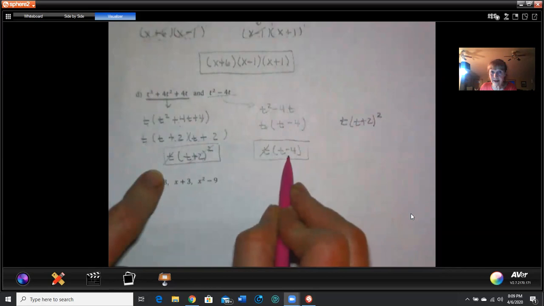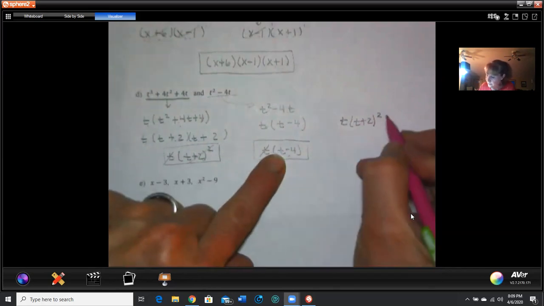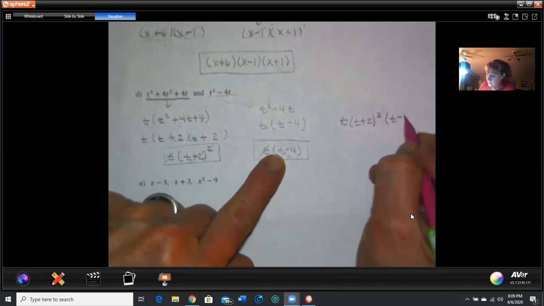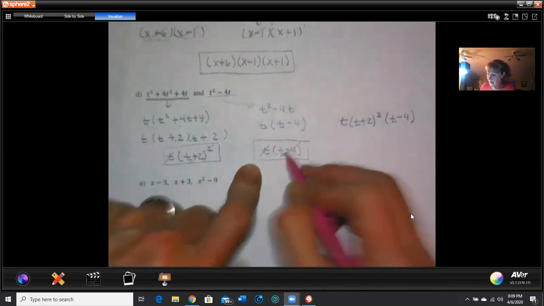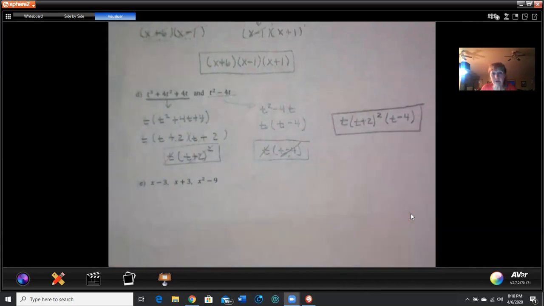And then over here, everything has to be crossed off. So I have a t minus 4. The highest power is t minus 4 to the first. And you're done. So there is your least common denominator.